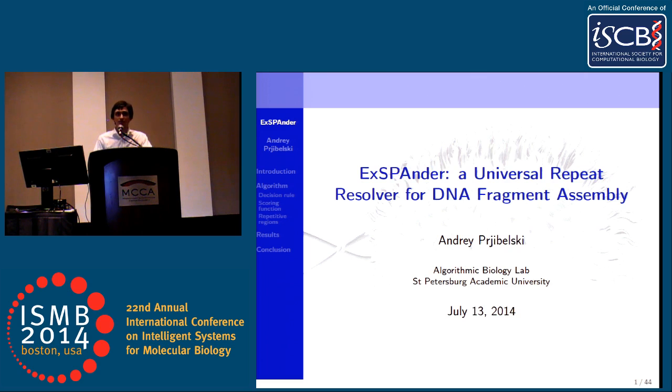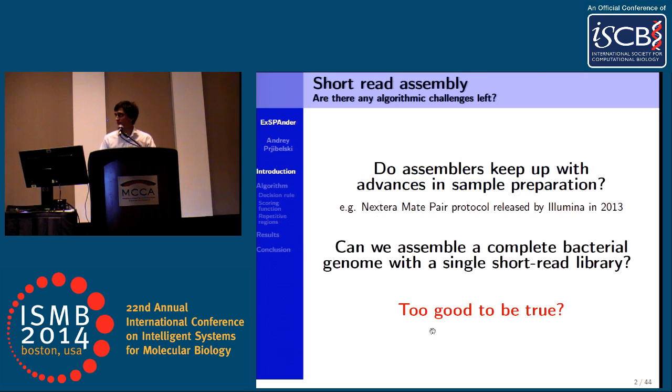As you may know, SPAdes is a bacterial genome assembler for short reads. But why do we even talk about short read assembly? Are there any challenges left there? Well, I would say yes. First question is that big biotechnological companies recently release a lot of new protocols and technologies, but do assemblers keep up with these advances? And the second question, can you assemble just a small bacterial genome with a short read library? Well, I would like to answer these questions at the end of my presentation, so at least some of you will listen till the end.